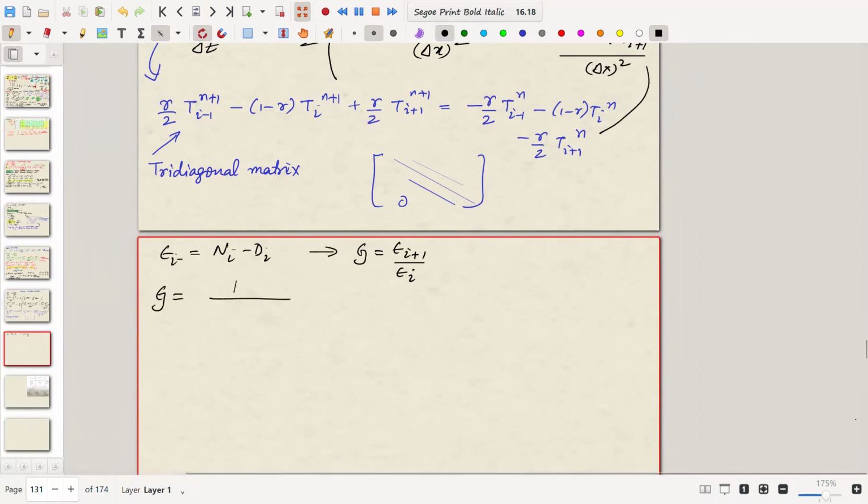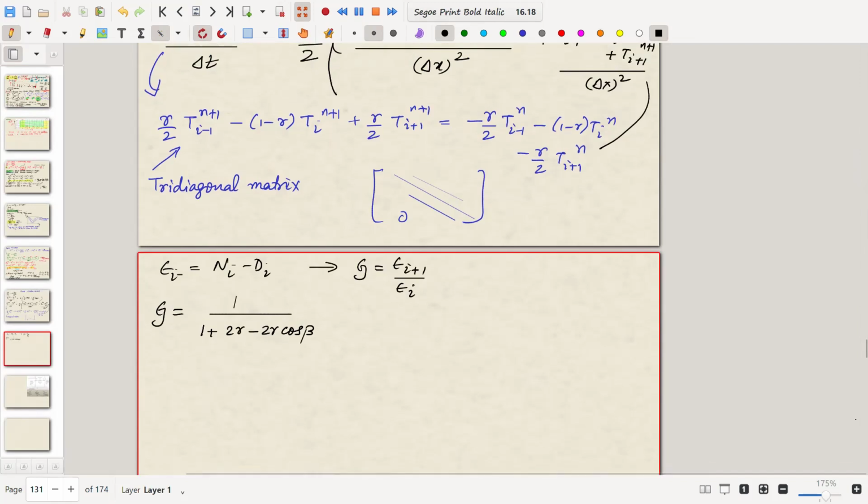You can find in books that you can arrive at this form: 1 plus 2r minus 2r cos beta. Beta is some quantity you have to show in your assignments. So this quantity, can you plot it for different values of R in Desmos? Can you plot this for different values of R, like R equal to 0.1, R equal to 0.5, R equal to 0.7, 1.2, whatever.